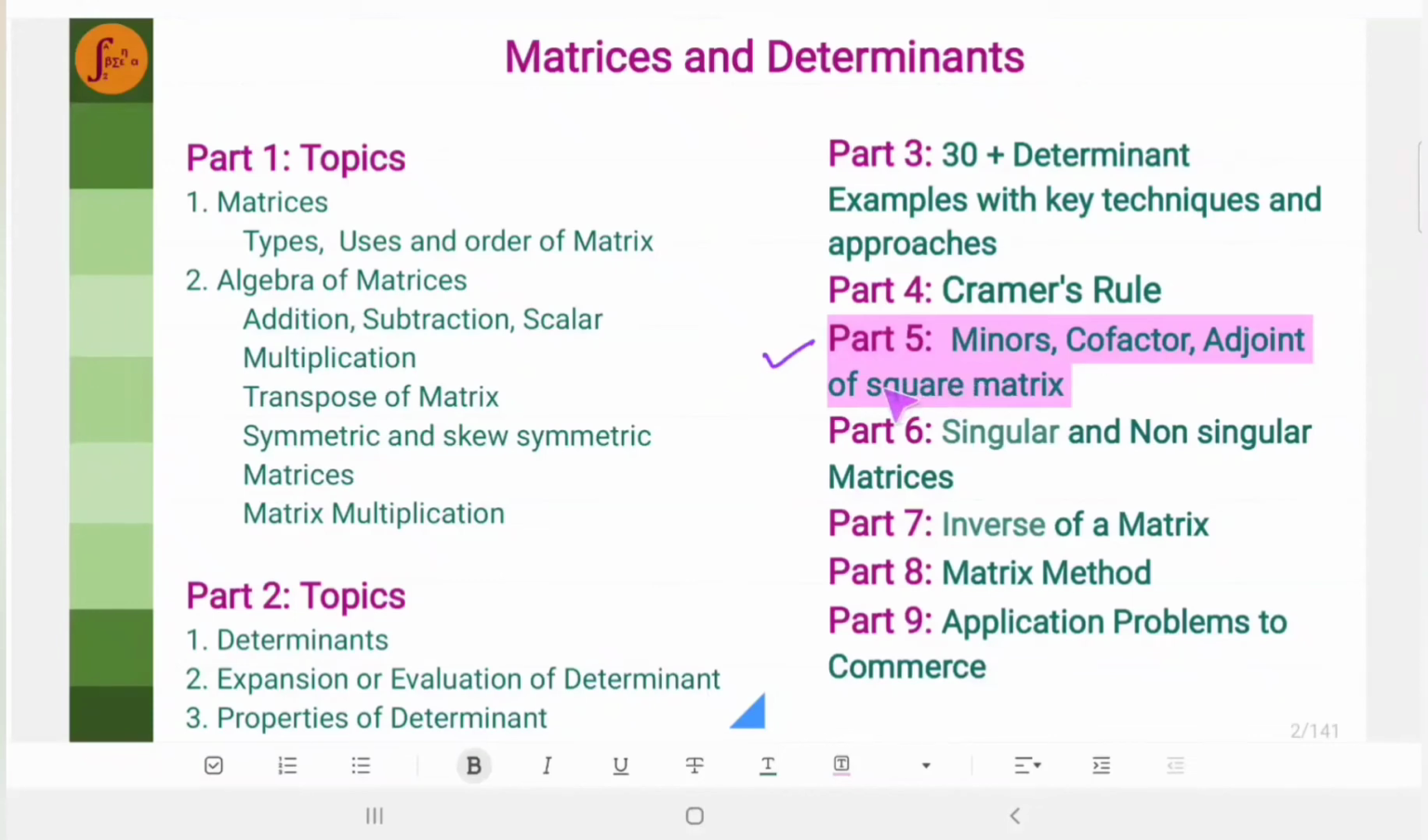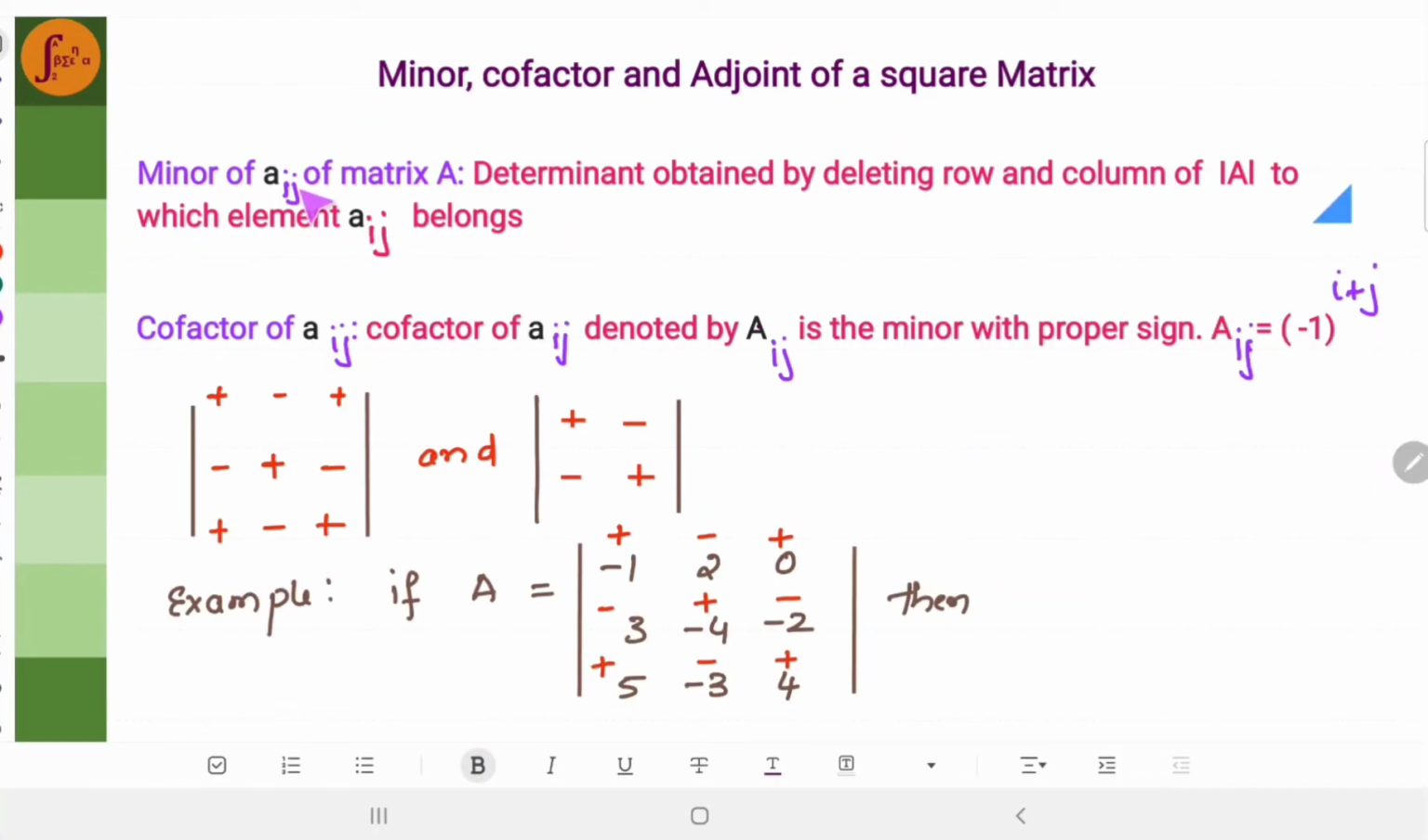Hi everyone. In today's video, let's cover a subtopic of matrices and determinants, which is related to minors, cofactor, and adjoint of a square matrix. So let's go through this particular subtopic. What is minor of a matrix? Minor of an element in a matrix is nothing but the determinant obtained by ignoring the row and column in which the element aij is present.